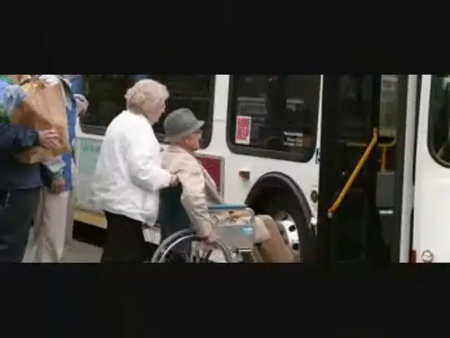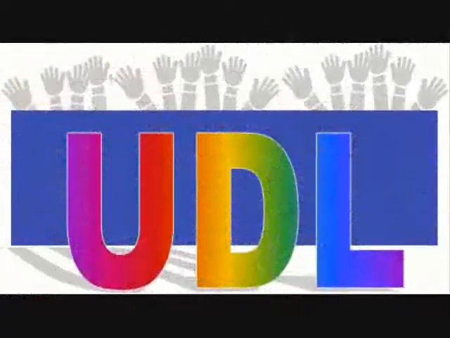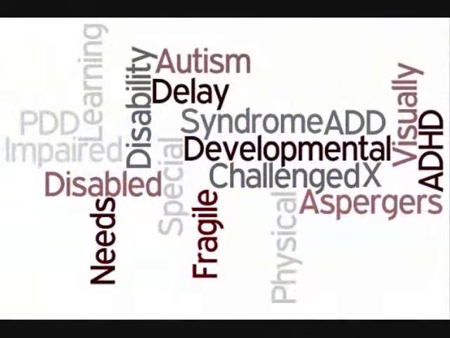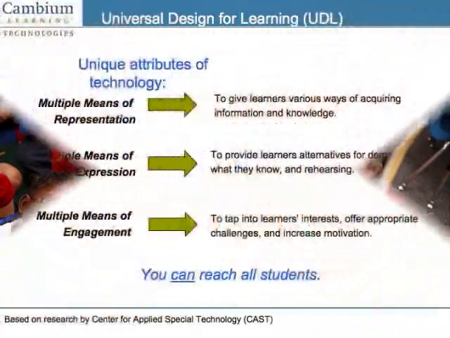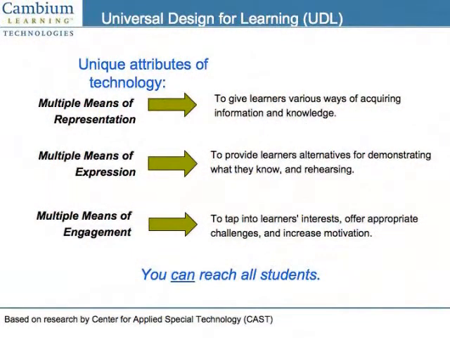Universal Design for Learning, or UDL, takes its premise from this movement. It basically states that curriculum should be able to accommodate all types of learners from the start. There are three essential features that define the UDL strategy. They include multiple means of representation, multiple means of expression, and multiple means of engagement. The following video will give insight into each of these areas.